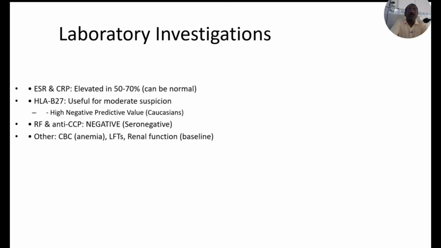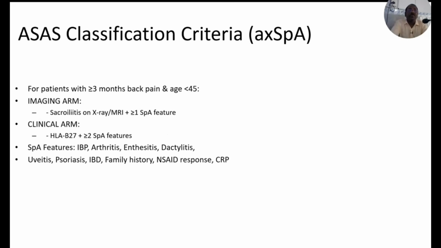ESR and CRP usually elevated. It can be normal in some cases. HLA-B27 usually positive in 90% of the cases. Rheumatoid factor and anti-CCP will be negative, that is the seronegative. And other things common is the anemia and sometimes the baseline renal functions and lung functions are important.